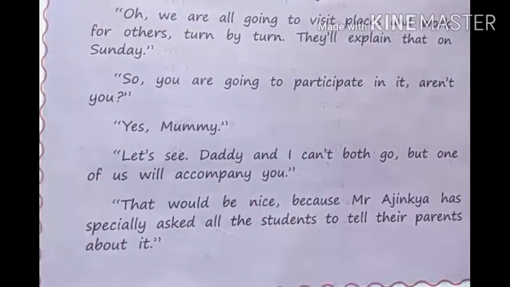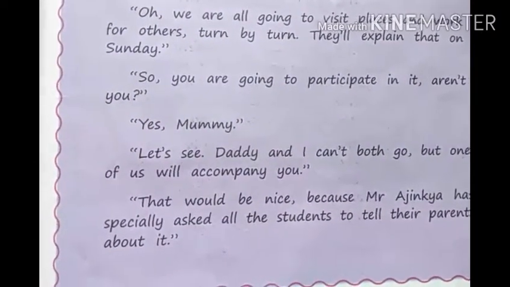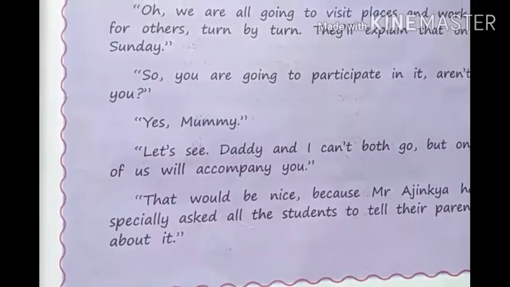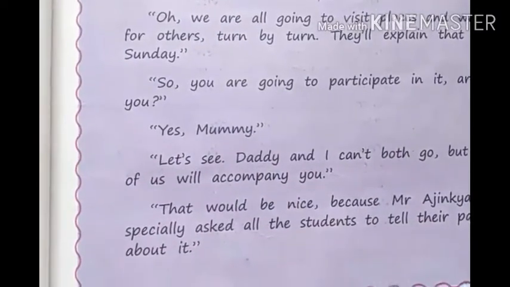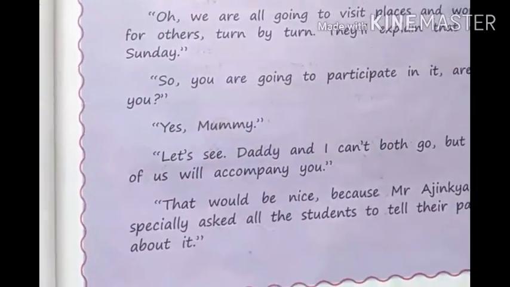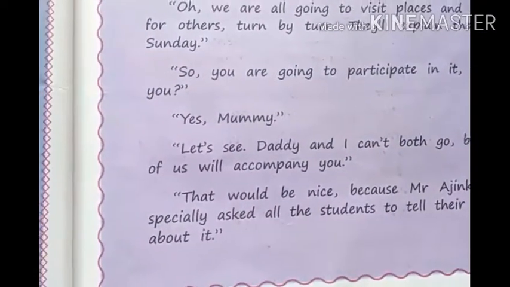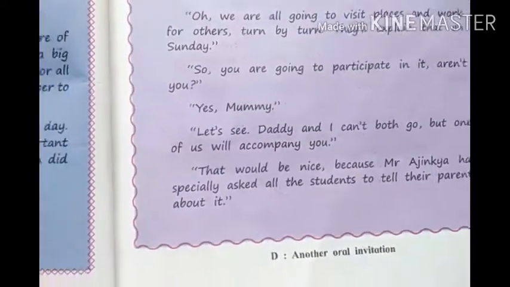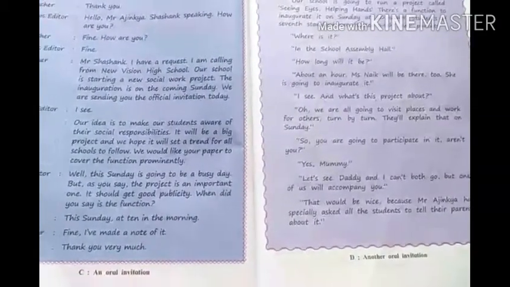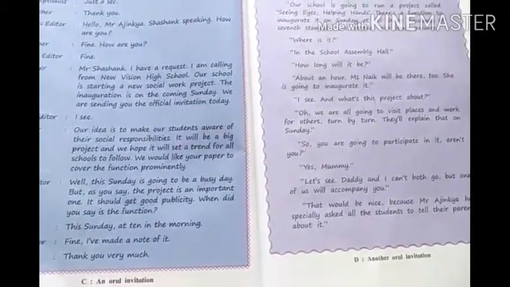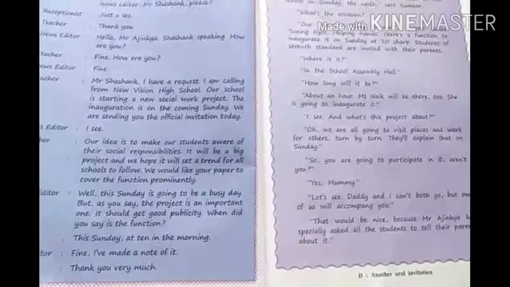So kids, as your teachers are telling you to pass on this message to your parents, similarly this kid is telling his parents that the teacher has told him to tell them about all of this. Okay kids. So kids, in this lesson we went through four kinds of invitations. The first one is a formal invitation, the second was a notice put on the notice board, the third was a telephonic conversation, and this one is an oral invitation.